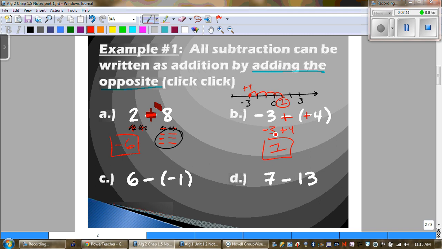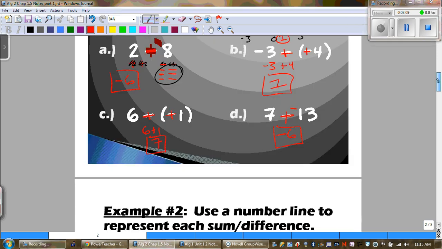So why don't you try C and D by yourself? Go ahead and pause the video and let's see how you do. And those should be your two answers. 6 minus -1 is really saying 6 plus 1, and that's 7. 7 minus 13 is 7 plus a -13, and that gives us -6.